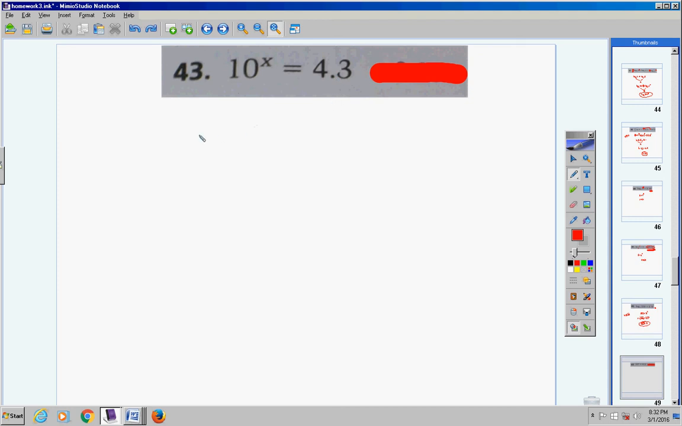So the next step is take the logarithm of both sides. Got it? Now, what is the base of your unknown? 10. Whatever this base is, that's what you want to put here and here. Now bring down the whole left side. Bring down the whole right side. And now let's get to work. Whenever this number matches this number, everything's gone but the exponent. So x equals logarithm base 10 of 4.3.